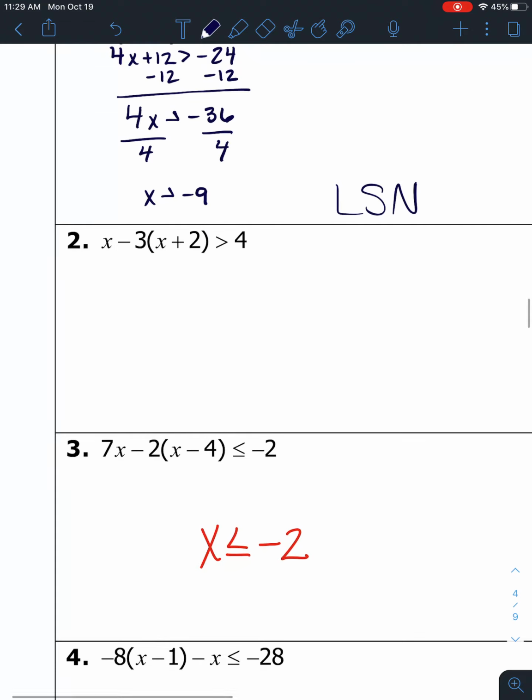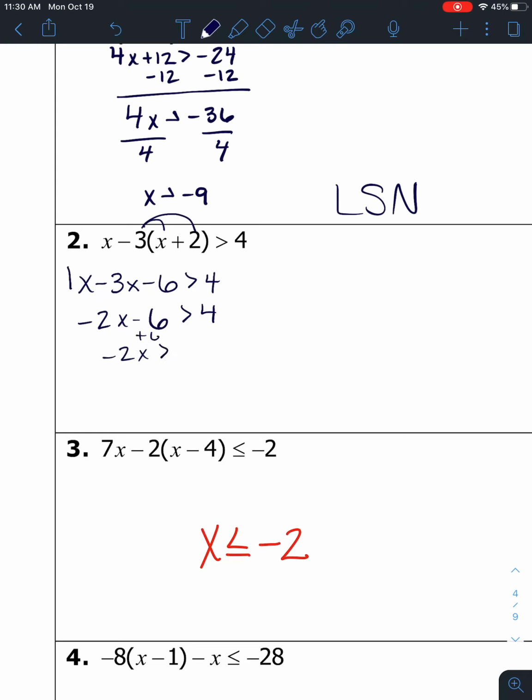So once again, we have to distribute that negative 3 to everybody on the inside. So it gives me x minus 3x minus 6 is greater than 4. Combine our like terms, 1x minus 3x is going to be negative 2x minus 6 is greater than 4. I'm going to add 6 to both sides. That gives me negative 2x is greater than 10. And finally, I'm going to divide by negative 2.